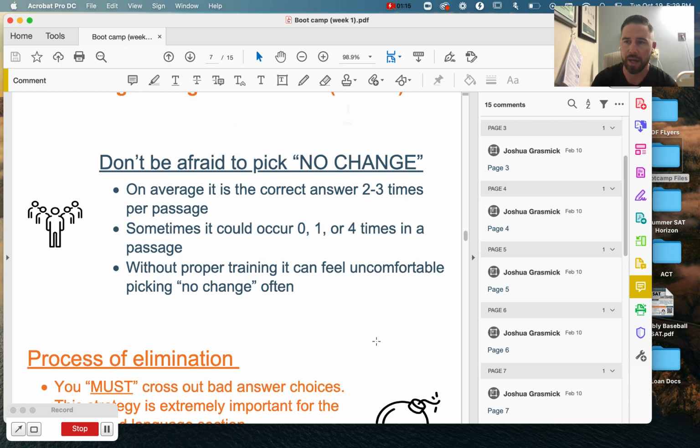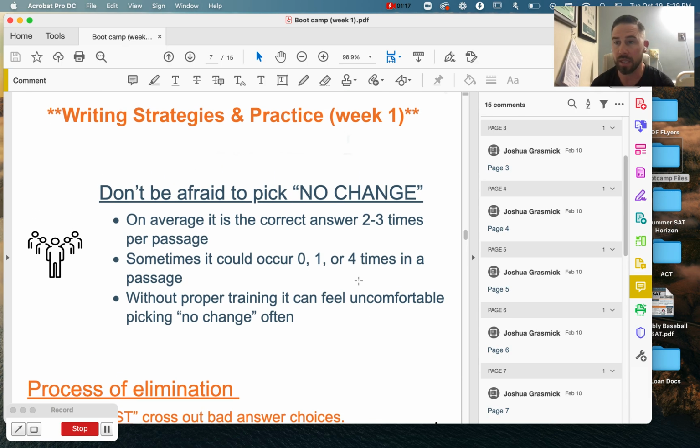So the first strategy for this section that I think you need to get into your head is don't be afraid to pick no change. No change is an answer choice that you see almost on every option. Literally 4 times out of 5, you're going to see no change as an option. And I think if kids are scared to pick no change, they're really leaving a lot of free points out there on the board. So we need to have in the back of our mind that we could pick no change a lot and you're still going to get them right. I think kids pick no change like 2 or 3 times and then they feel like, oh, it can't be no change again. We got to stay away from that mentality.